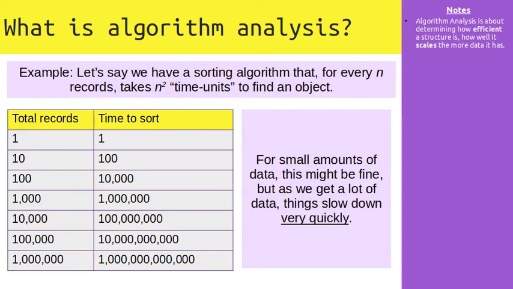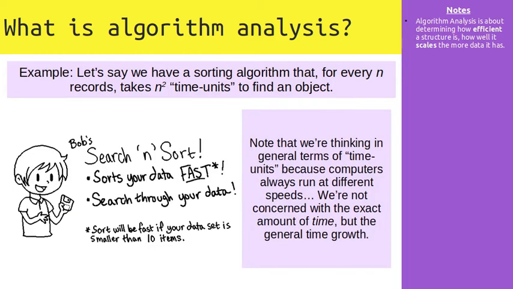As an example, let's say we have a sorting algorithm that, for every n records, takes n squared time units to find an object. So for small amounts of data, this might be fine, but as we get a lot of data, things slow down very quickly. Note that we're thinking in general terms of time units, because different computers will run at different speeds. We're not concerned with the exact amount of time, but the general time growth.